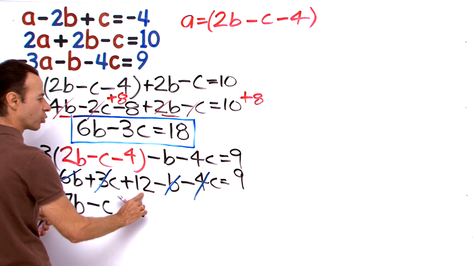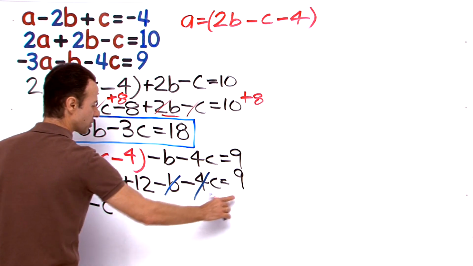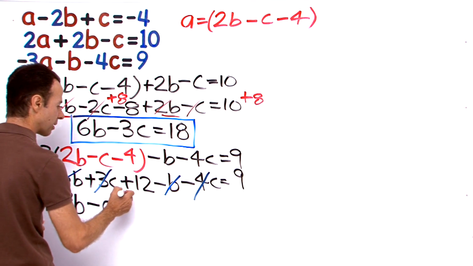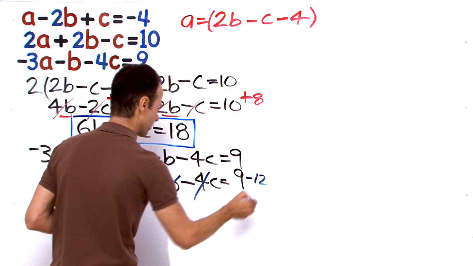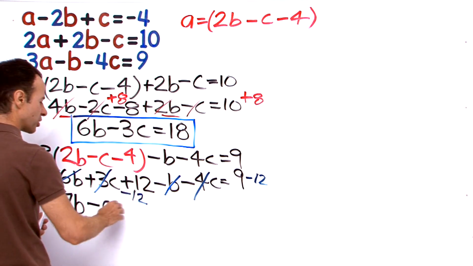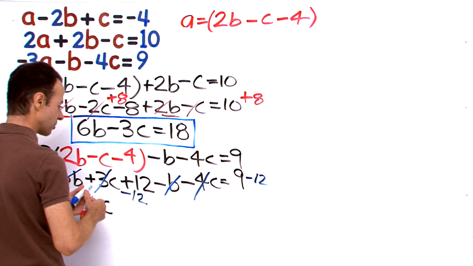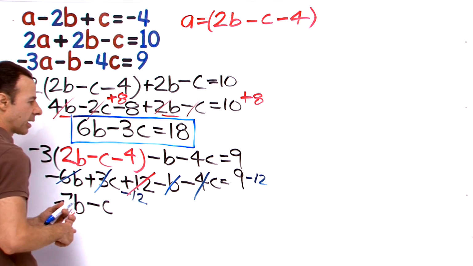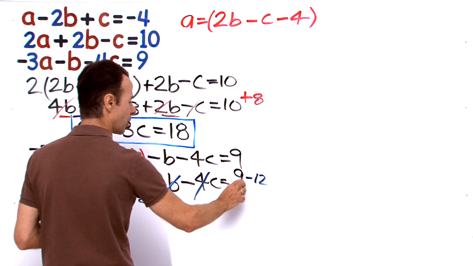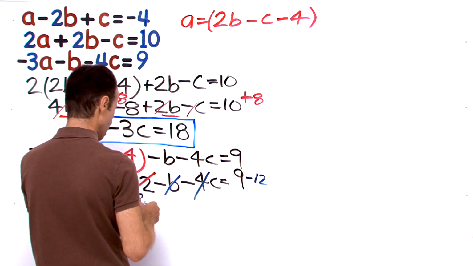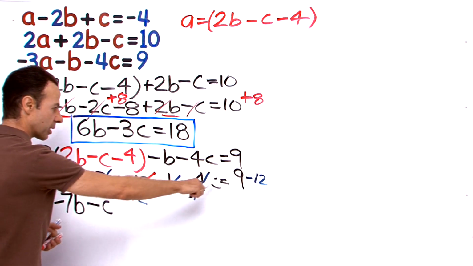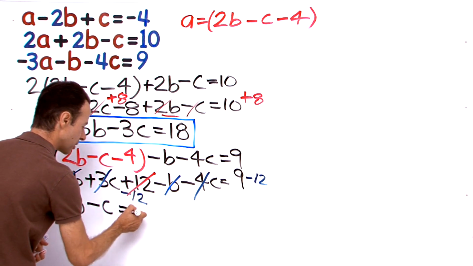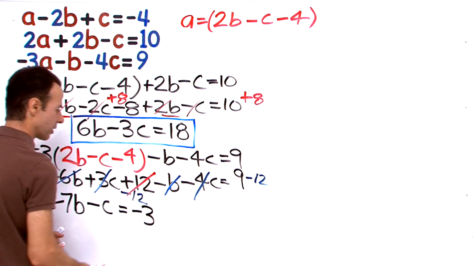And we also have a plus 12 on this side of the equals and a 9 on that side. So let's subtract 12 from here. I'm going to take away 12 from here, and I'm going to take away 12 from here. So 12 minus 12 is 0, so that cancels. And on this side, 9 minus 12 is going to be negative 3. So it equals negative 3.